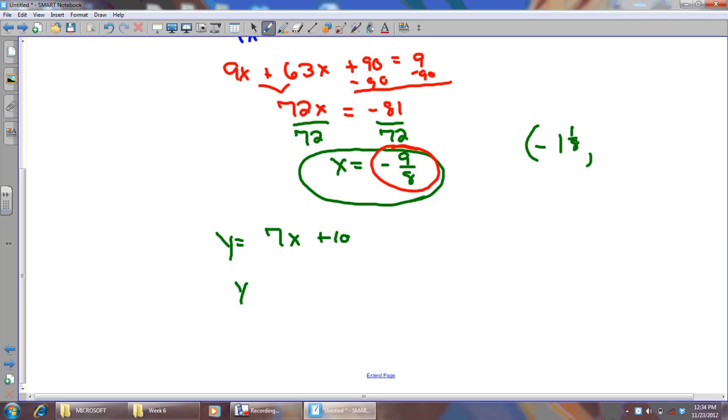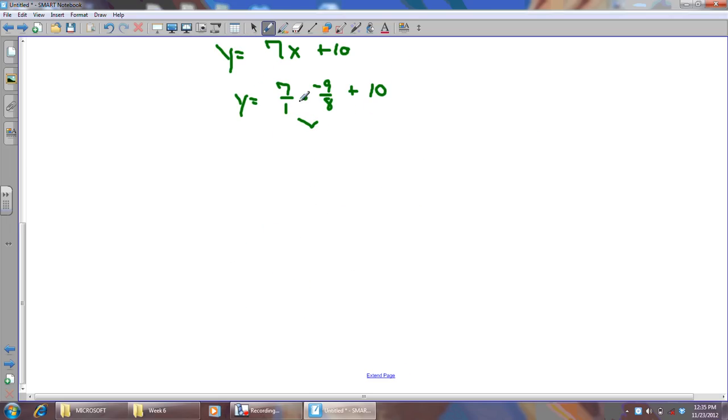That'll give me y equals 7 over 1 times negative 9 over 8, which isn't going to simplify pretty, plus 10. I'm going to combine my like terms here. Oh, excuse me, I'm going to multiply here. Negative 63 over 8, okay, plus 10. Now, I know 64 over 8 would be 8, so this must be negative 7, and I'm 1 short of where I need to be, so it must be 7/8 plus 10. So what's 10 minus 7? Well, of course it's 3.